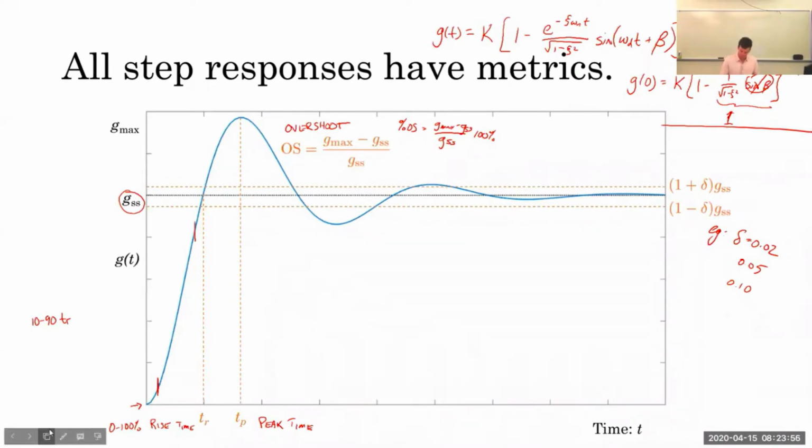Okay, so I've got it annotated here. For this particular delta, this is the delta percent settling time. And again, it measures the time it takes the system to guarantee that it's no more than delta percent away from a steady state value. Questions on that?